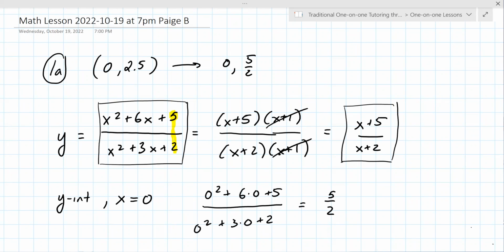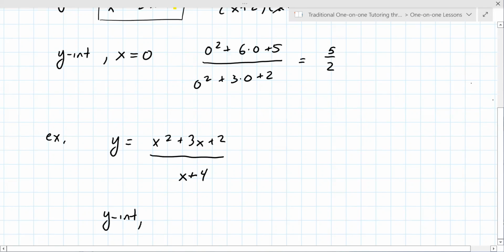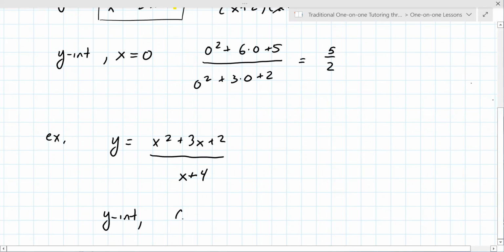So let's do this here. Let me give you an example problem. Let's say that it is y equals x squared plus 3x plus 2 over x plus 4. What is the y-intercept for this problem? Can you tell me that, please? It would be 2, 4, so it'd be 1/2. Yeah, it would be 0, 1/2. Okay. And you get that from those last two numbers there, the ones on the end.